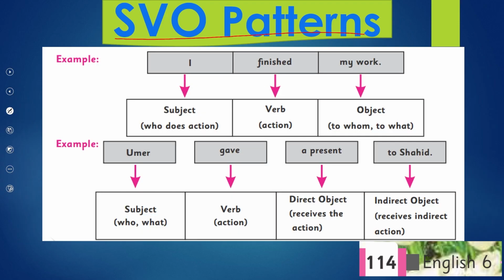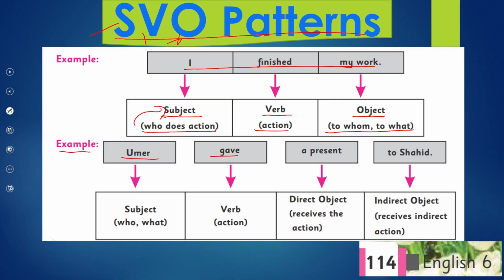SVO patterns. It means subject, verb, object. And keep in mind, when we talk about the object, the object is of two types, that is direct object and indirect object. So, look at this picture. I finished my work. I is the subject. Who does this action? That is the subject, I. Finished is the verb. This is the action. My work is the object. To whom, to what, right? Now, this is the example.